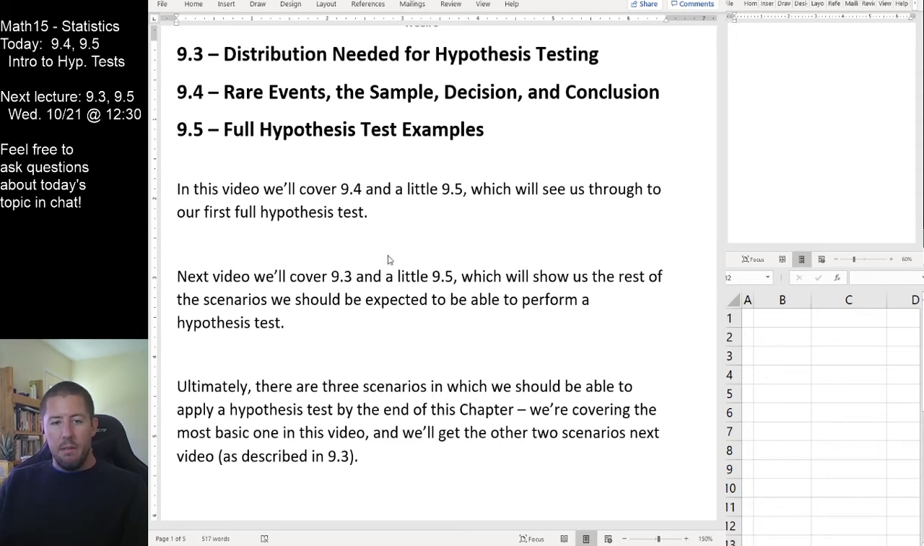That's going to be a big one that we're going to talk about today. And step 4, we're going to want to draw conclusions and make decisions, which you can see as being part of the section title here for 9.4. So those 4 main steps are what our general goal is with every hypothesis test.